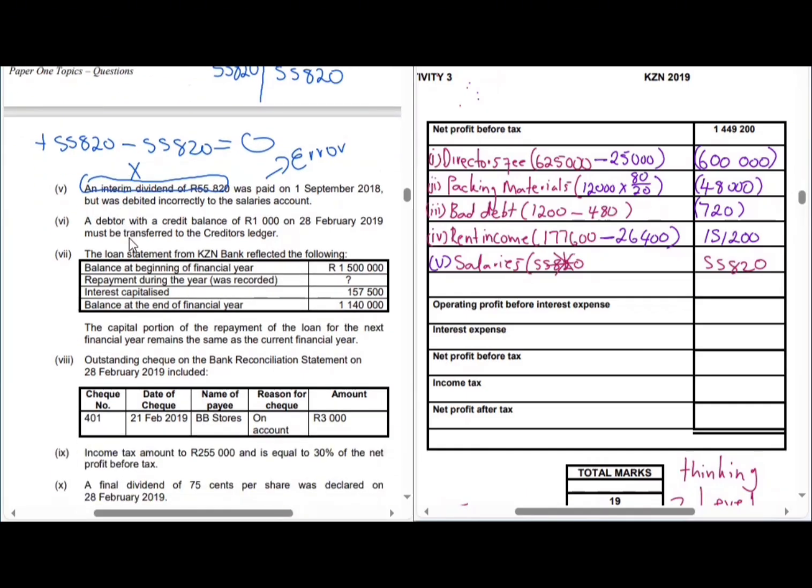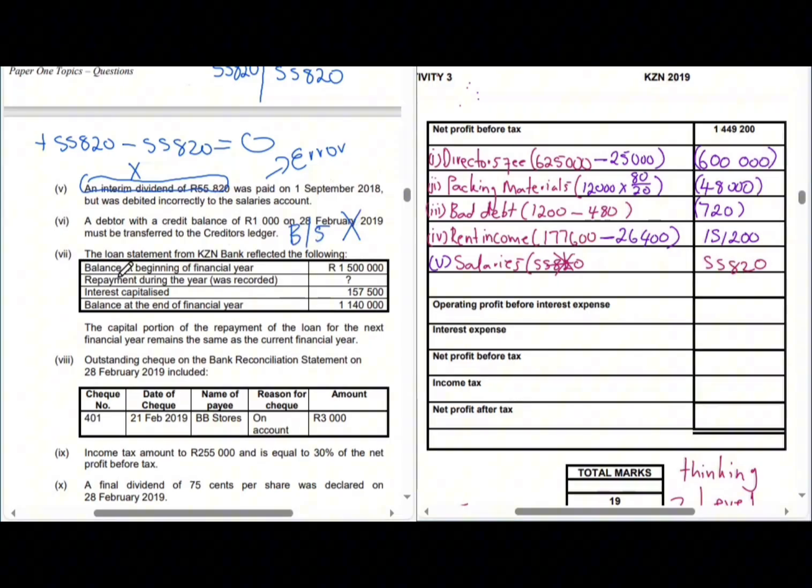A debtor with a credit balance of 1,000 on the 28th February 2019 must be transferred to the creditors ledger. This one will go to the balance sheet. So it's not part of the income statement. So guys, it's very important to understand your transaction. Under the income statement, we don't record debtors as well as creditors. So it will go to the balance sheet. And then followed by another transaction, transaction number 7.